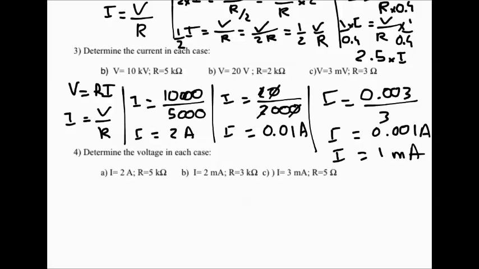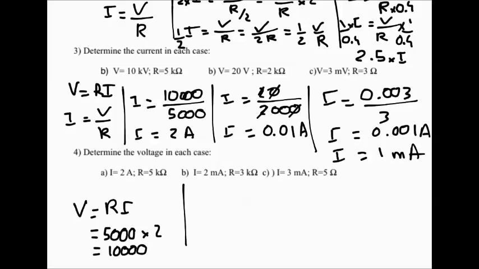Okay. Question 4, find the voltage in each case. So voltage, that's Ri. So again, here it's more to work on the units as well. So V in that first one will be 5, be careful, 1,000 kilo, by 2. So that's 10,000 volts. Or you can write 10 kilovolts as well if you want.